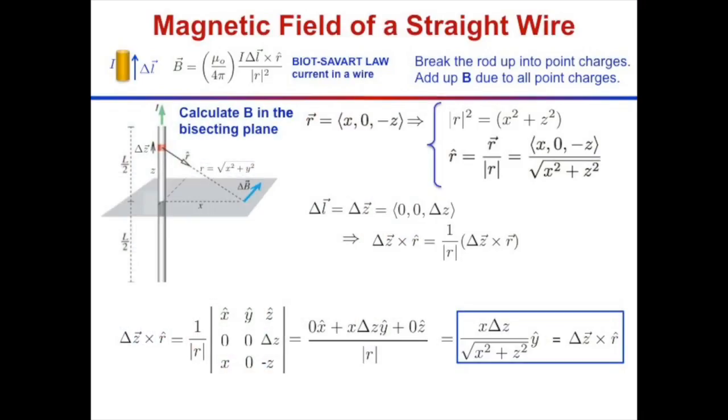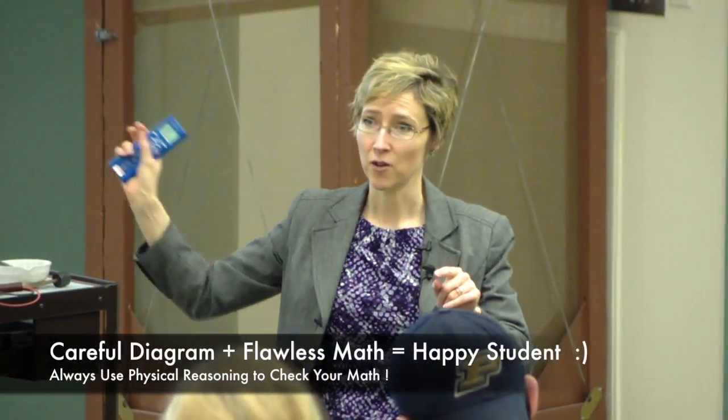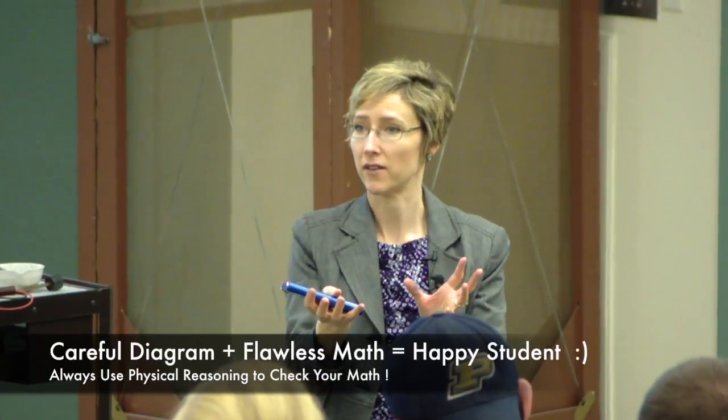All right, so now this is x delta z over square root of x squared plus z squared. In place of the magnitude of r, I wrote square root of x squared plus z squared. All of this is in the y hat direction, as we said, and that is delta z cross r hat. So I'm one step along the way now to calculating this. All I've done so far is the delta L cross r hat term in the Biot-Savart law. Do you have any questions so far? Okay, and really to do physics really well, you want to do both of those in parallel. You want to do your diagram really carefully, do the math really carefully, and go back and check it physically with the right-hand rule to make sure you got the right answer. Okay.